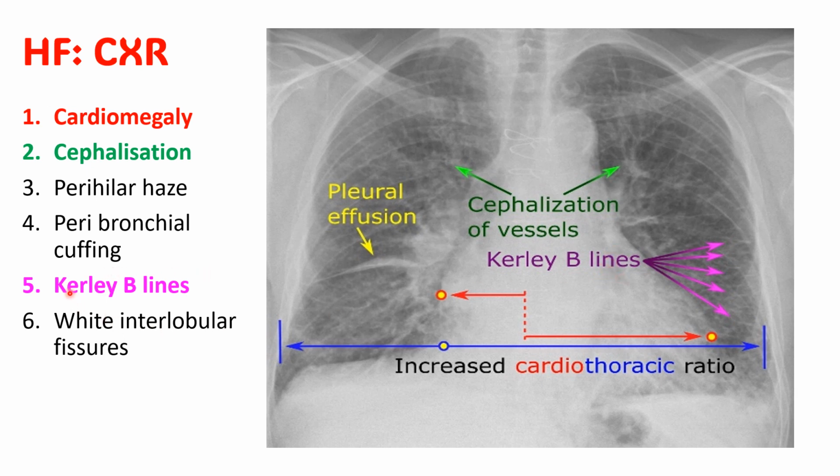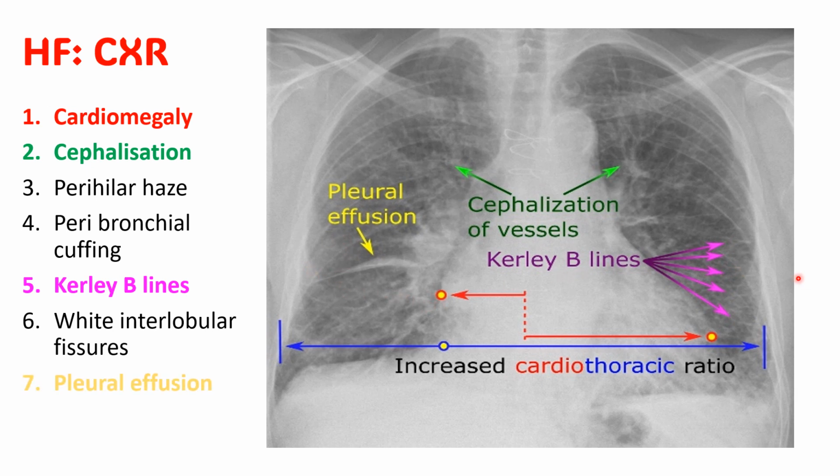But the one I want to talk about is the Kerley B lines. So the Kerley B lines are here. I think you can just about see them. And this is basically when you have fluid in the interlobular fissures near the costophrenic angles. So they're only roughly 1 to 2 centimeters.